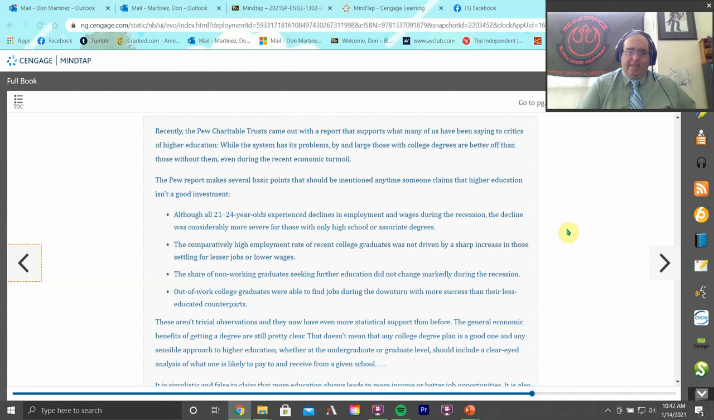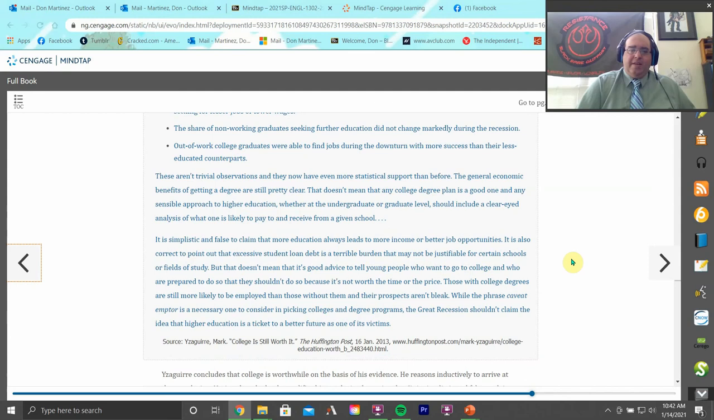The comparatively high employment rate of recent college graduates was not driven by a sharp increase in those settling for lesser jobs or lower wages. The share of non-working graduates seeking further education did not change markedly during the recession. Out-of-work college graduates were able to find jobs during the downturn with more success than their less educated counterparts. These aren't trivial observations, and they now have even more statistical support than before. The general economic benefits of getting a degree are still pretty clear.